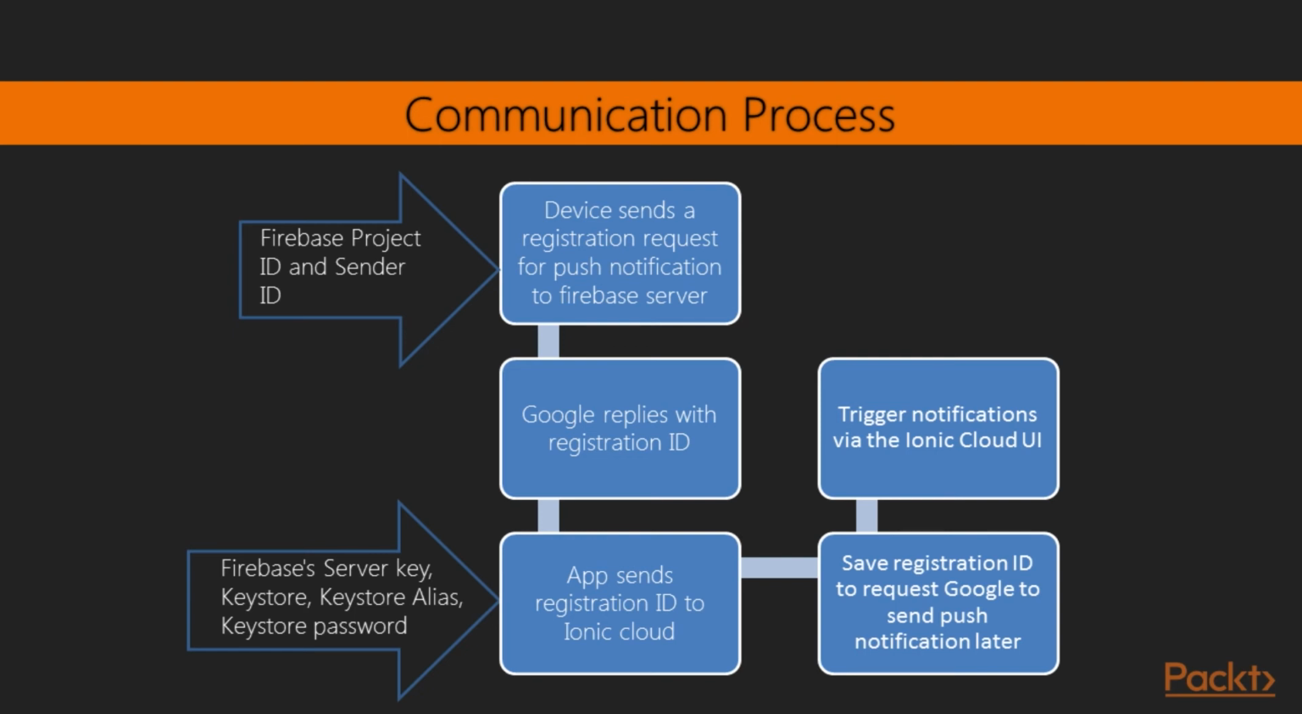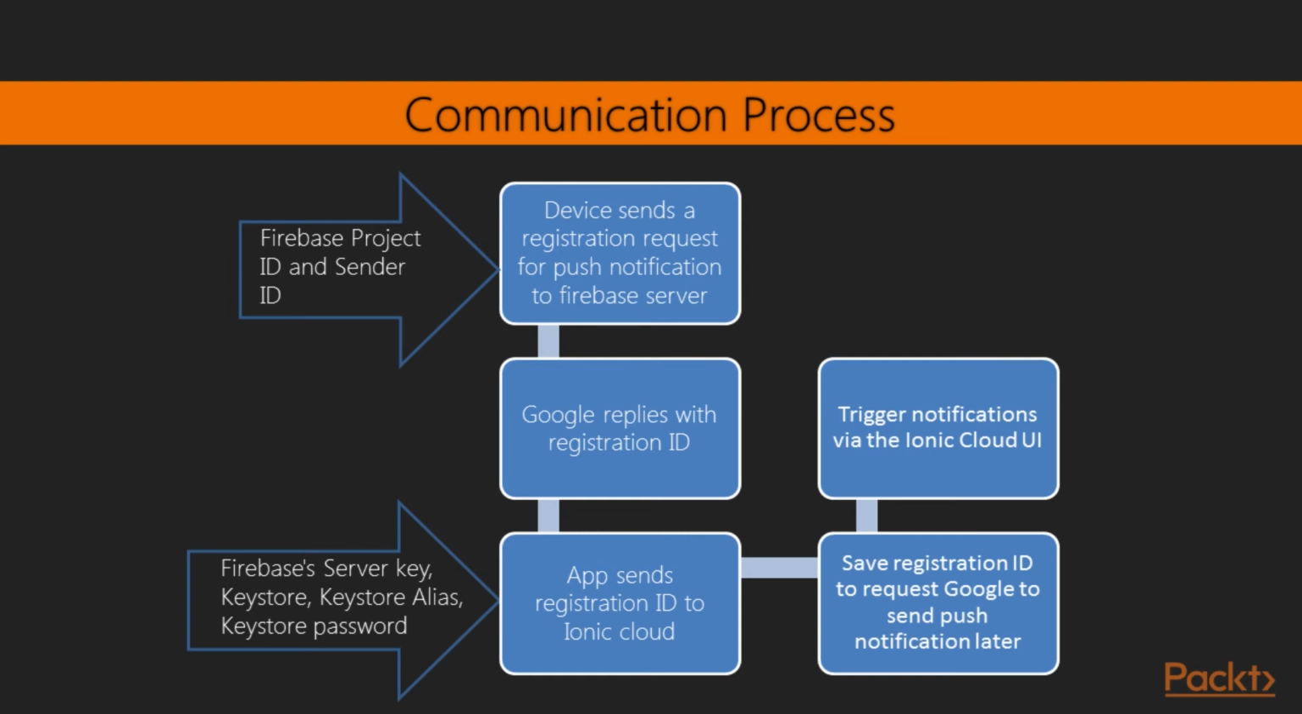However, your Ionic Cloud must have a security profile with 4 pieces of information that are Firebase's server key, key store, alias, key store password. Ionic Cloud will save this registration ID to request Google to send push notifications later. You can trigger notifications via the Ionic Cloud UI. This is very similar to how Ionic Cloud works with Apple. Everything is simplified into your interactions with the push object from the Ionic Cloud Angular module.